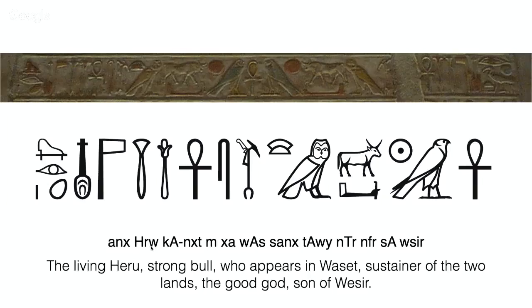So I will read the transliteration and then also the translation. Now, these particular glyphs, you would read them from right to left. So you would start with the Ankh and work your way going to the left. But because we're reading in English, the transliteration and translation, I wrote it from left to right. So just so you all are clear on that. It reads: Ankh Heru Ka Nekhet Imka Was Sa Ankh Tawi Necher Nefer Sa Wasir. What that says is: the living Heru, strong bull, who appears in Waset, sustainer of the 2 lands, the good God, son of Wasir.